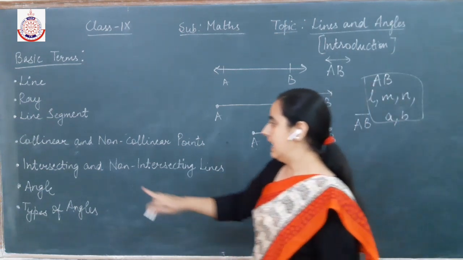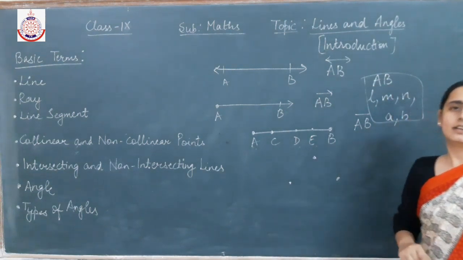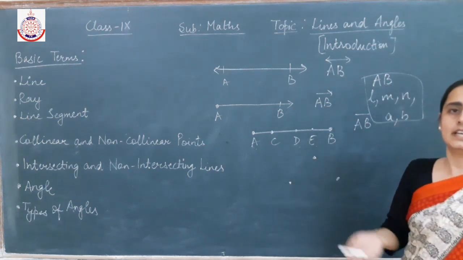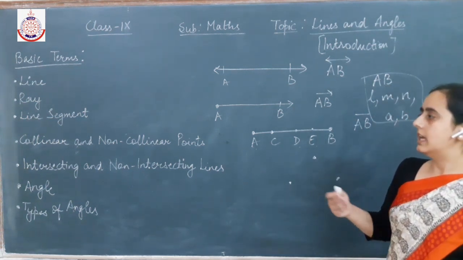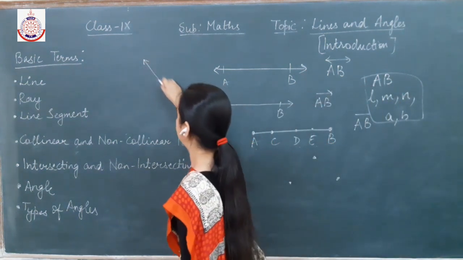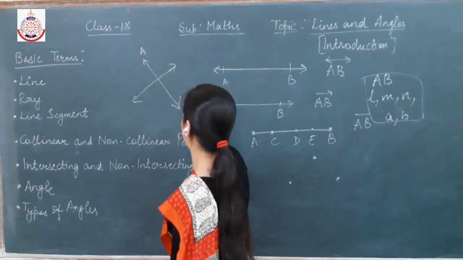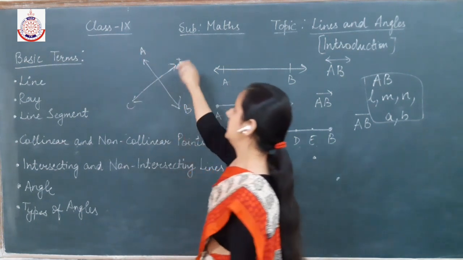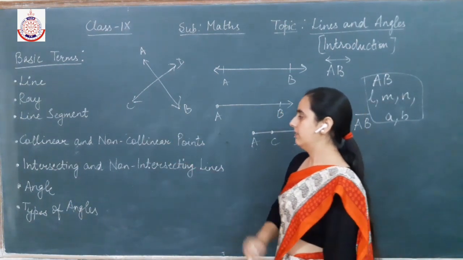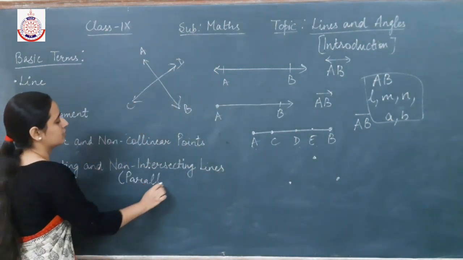Next thing is intersecting and non-intersecting lines. Now intersecting lines are lines which cross each other, or which meet each other at some point. They are called intersecting lines. Suppose I take two lines, this is AB, CD. These are called intersecting lines. And non-intersecting lines we can call parallel lines also.